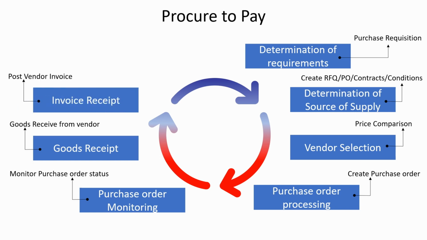Invoice receipt. To enter the invoice in SAP, we can use the transaction code MIRO. When we do invoice receipt, the system debits the GR/IR account and credits the vendor account, and it updates the purchase order history.